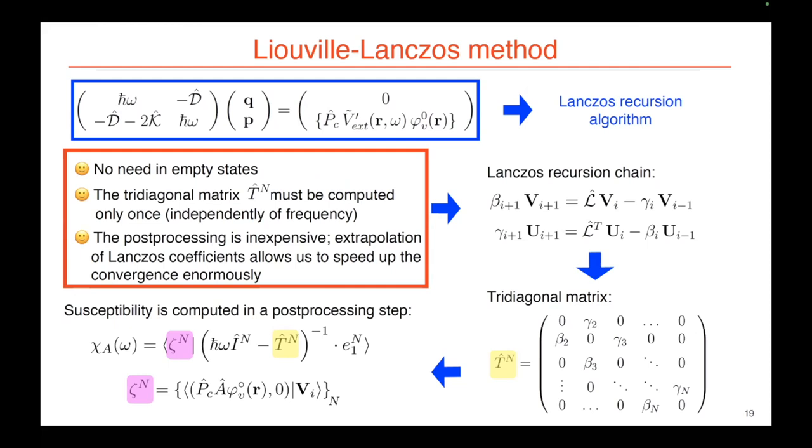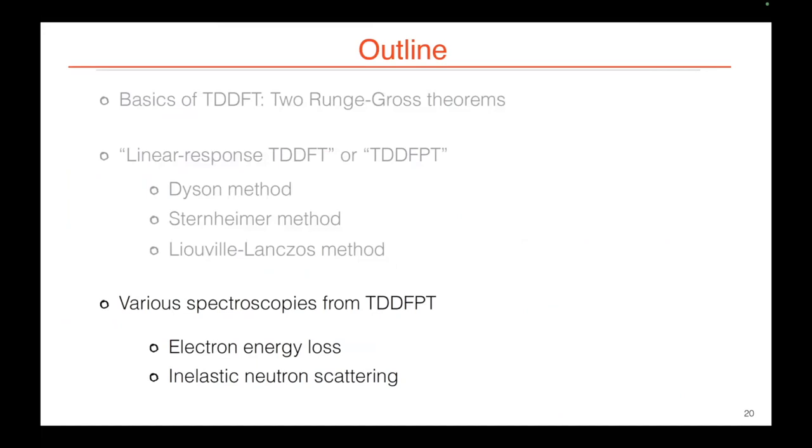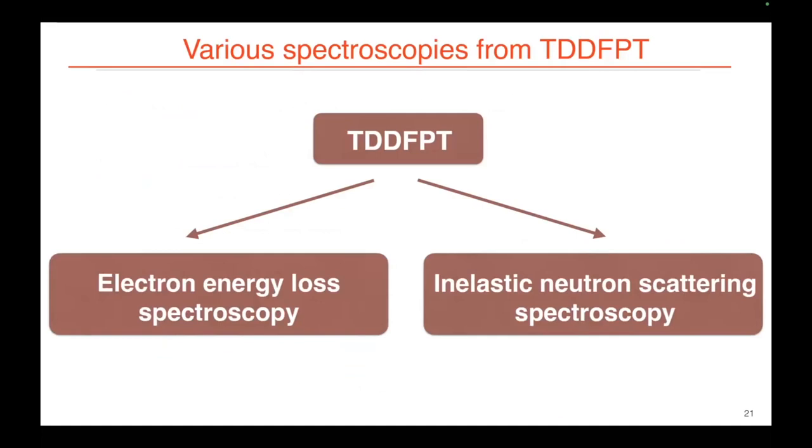Okay, that was the overview of three methods. I'm running a bit late. Let me spend just a couple of minutes to discuss the applications, electron energy loss, and inelastic neutron scattering. So let me drop the math.